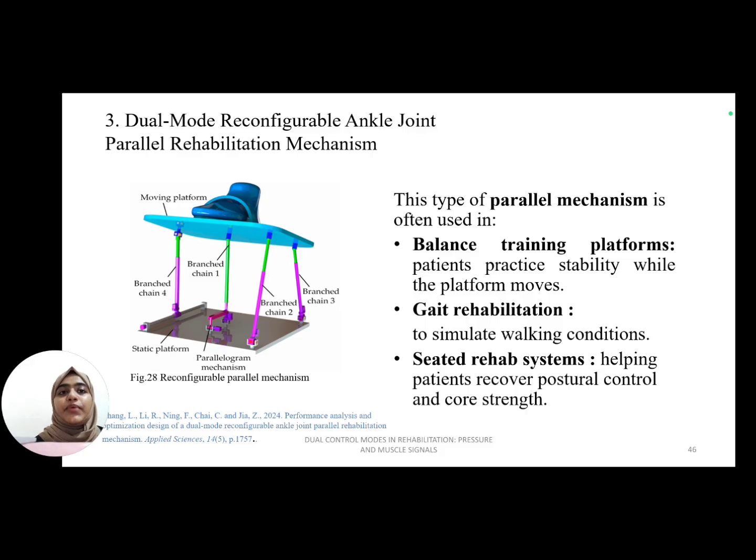And the third one is a dual mode reconfigurable angle joint parallel rehabilitation mechanism. It has a moving platform and there are four branches, branch 1, 2, 3 and 4, and then we have a static platform which will be fixed at the bottom, and the moving platform will be moving according to the movement given by the foot. And then we have a parallelogram mechanism.